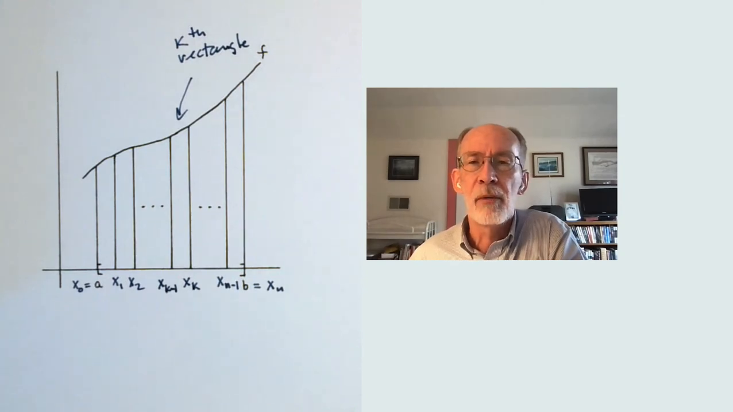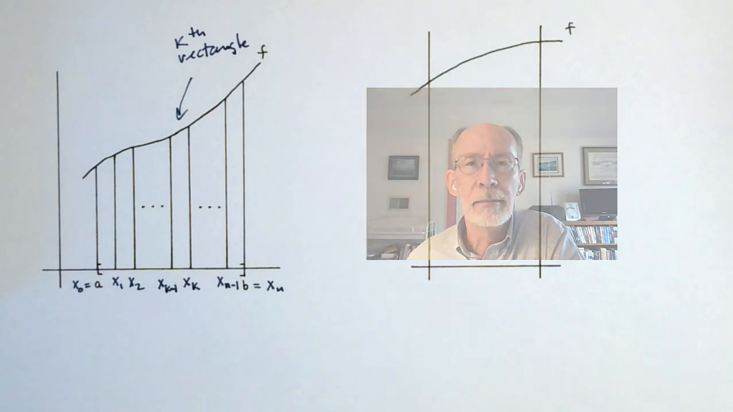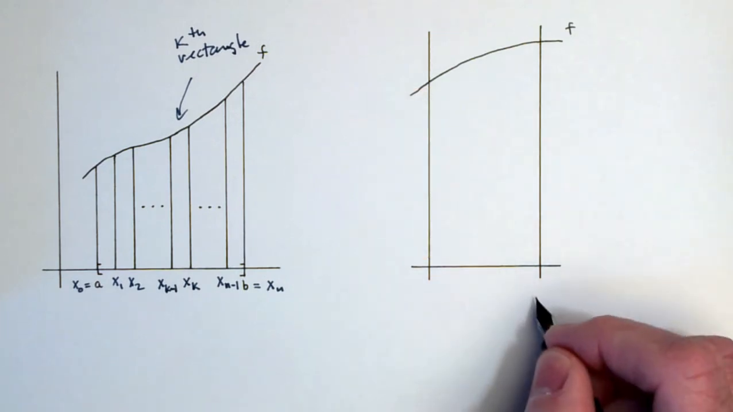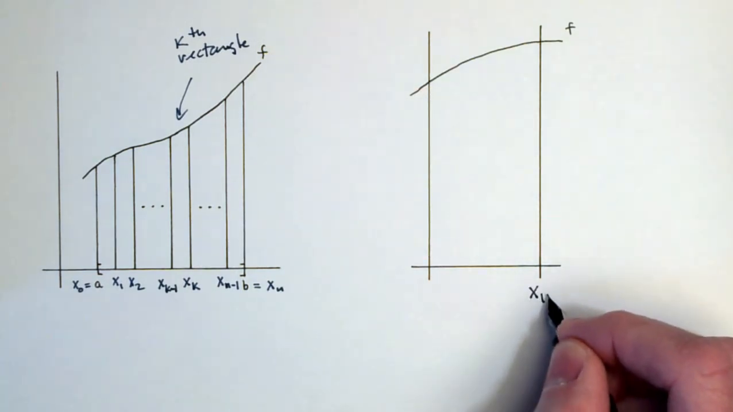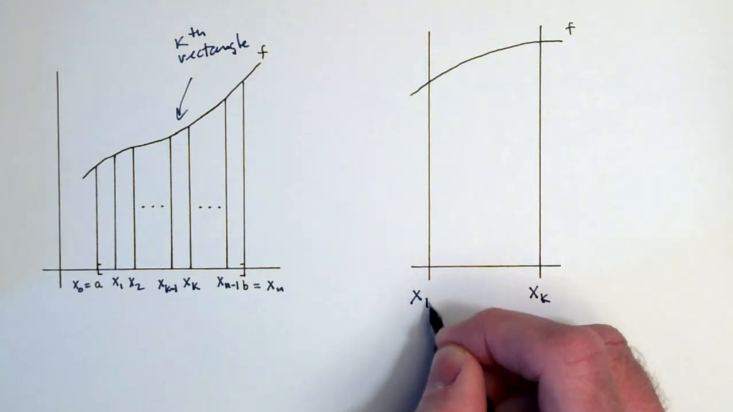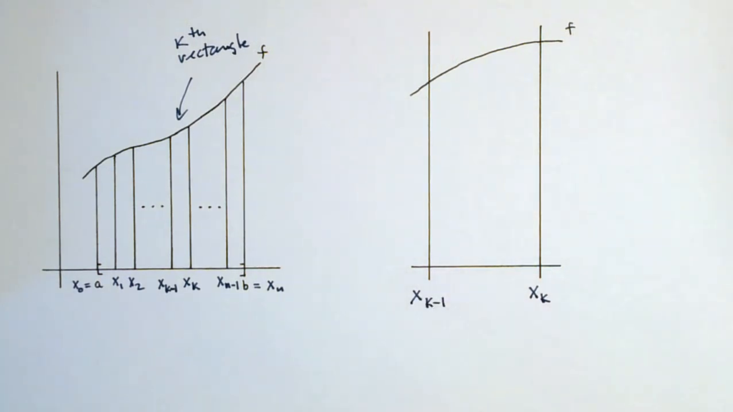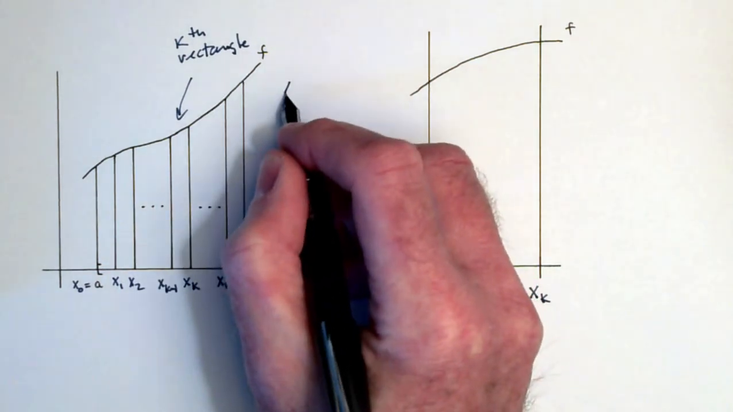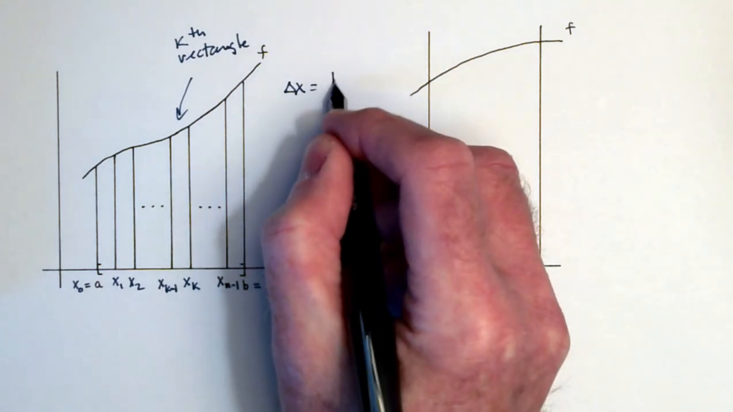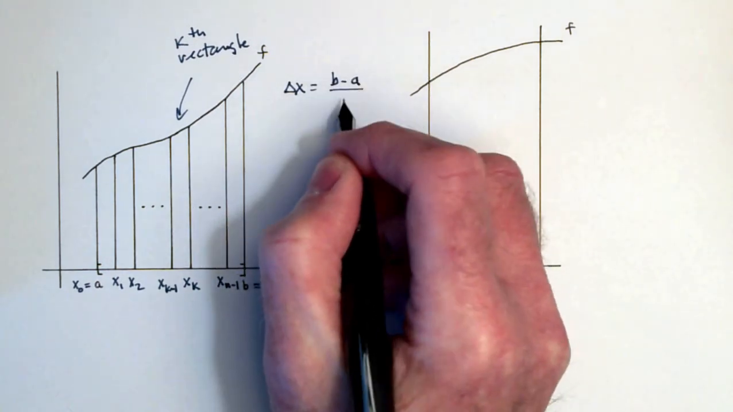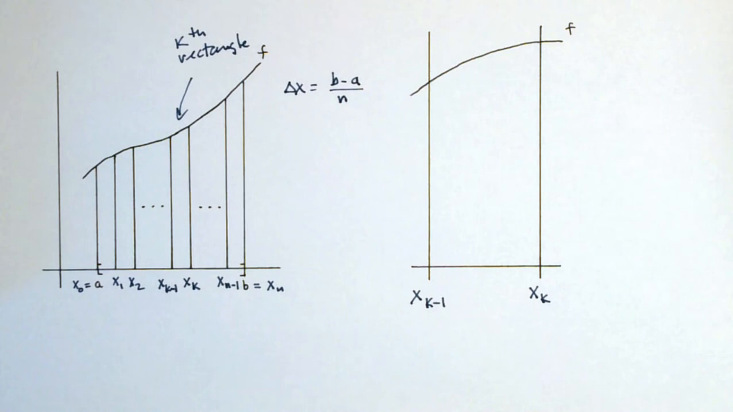So let's take that kth rectangle and blow it way up. And that's what you see over here at the right. So this is x sub k. This is x sub k minus 1. The width of this one, and indeed the width of all of them, we can call delta x, and that will be the total width, b minus a, divided by the number of subintervals, which is n.